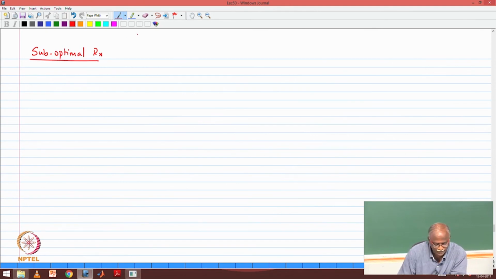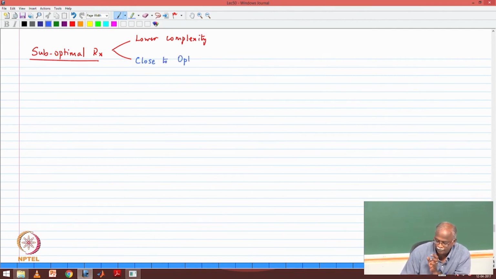So, the key thing of today's lecture is what are some suboptimal receivers. We call it suboptimal because it has lower complexity, but just because it has lower complexity, we will not accept any loss in performance. The performance must be close to the optimal receiver. Suboptimal does not mean it is a lousy performance. It is actually something that is trying to get as close to optimum Rx performance as possible, but at lower complexity.